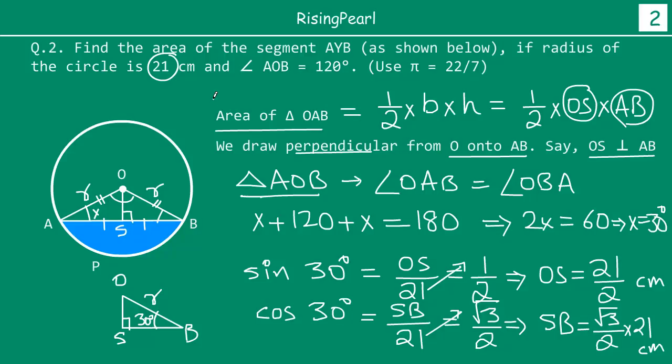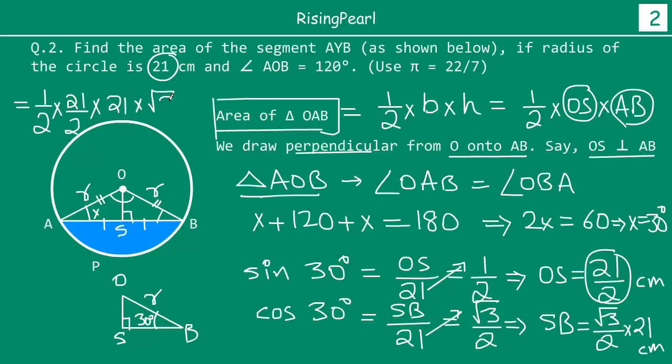So now at this point we can write the area of the triangle. So area of the triangle will be equal to half times OS. What is OS? OS is this value, 21 by 2, times AB. What is AB? AB is 2 times either AS or SB. So if you take 2 times SB, you will get 21 times square root 3. So this is the area of our triangle OAB.